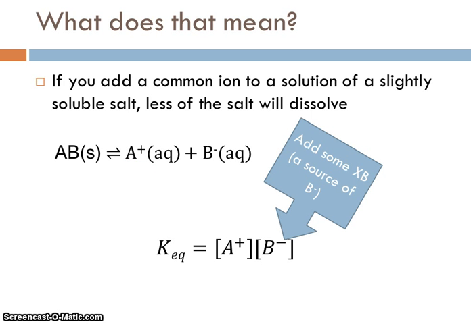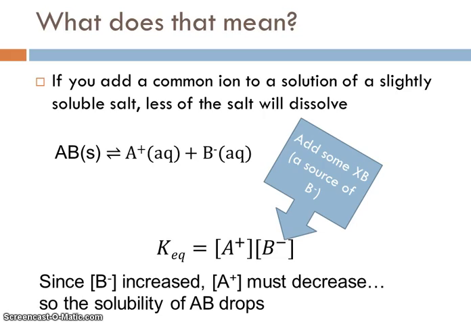Okay, so if we add some other salt, say XB, it's got some other cation that also contains the B- ion. And we put that into solution. We're going to increase the concentration of the B- ion. Well, right, Le Chatelier's principle, if I increase the concentration of products, it's going to shift left to reach equilibrium. Since I increase the concentration of the B- ion, the concentration of the A+ cation must decrease. So I'm going to have less of these ions in solution. Less of the original salt will end up being dissolved because I'll have less A+. That's really what we're trying to get at here.